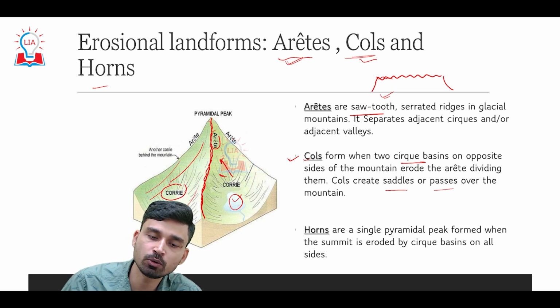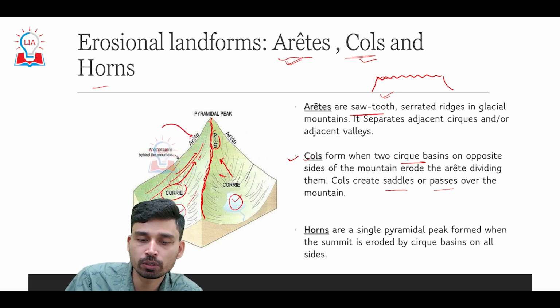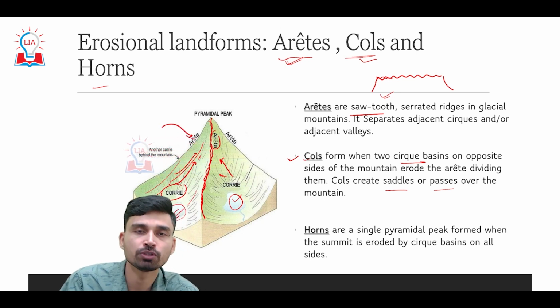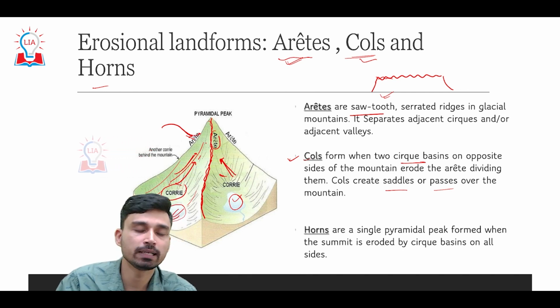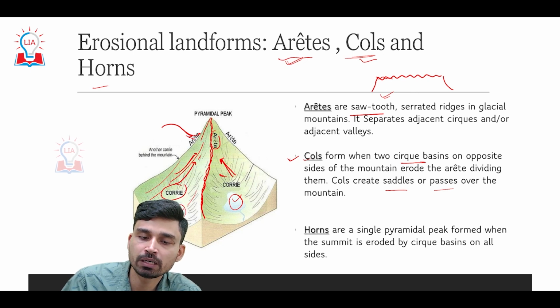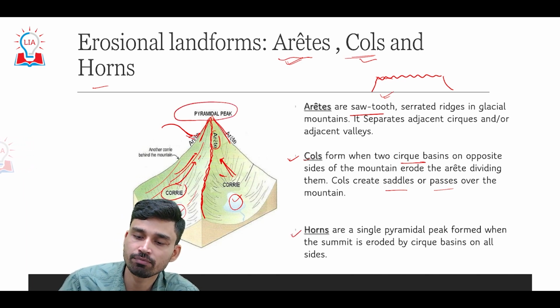One corrie is causing erosion from this side, another corrie is causing erosion from this side, and we have another corrie on the back side of the mountain in this particular picture, which is causing erosion from the other side. So due to this continuous headward erosion by these three corrie glaciers, what will happen? A kind of pyramidal, conical structure will develop, and this pyramidal peak-like structure is referred to as horns. And thus we can define what horns are.